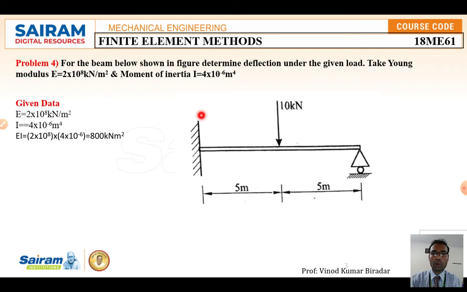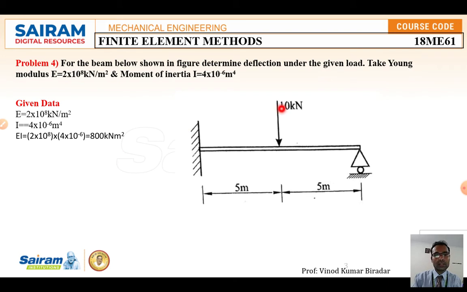In this problem they have given the values directly in kilonewton per meter square, and the moment of inertia is 4 into 10 to the power of minus 6 meter to the power of 4. So there is no need to convert here. You need to multiply these two to get EI. If you multiply them, you get EI equal to 800 kilonewton meter square.